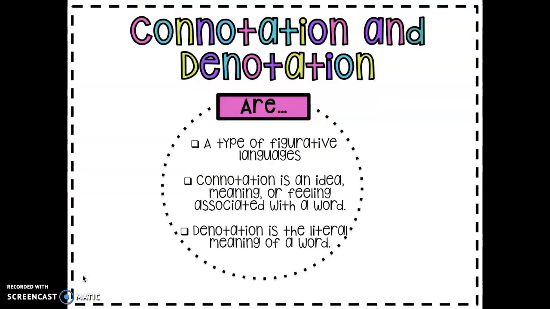So when we're looking at connotation and denotation, we have two different things that we're looking at. Connotation is what the author is trying to get the word to mean or feel to you. And then the denotation, like I mentioned, is the actual meaning.